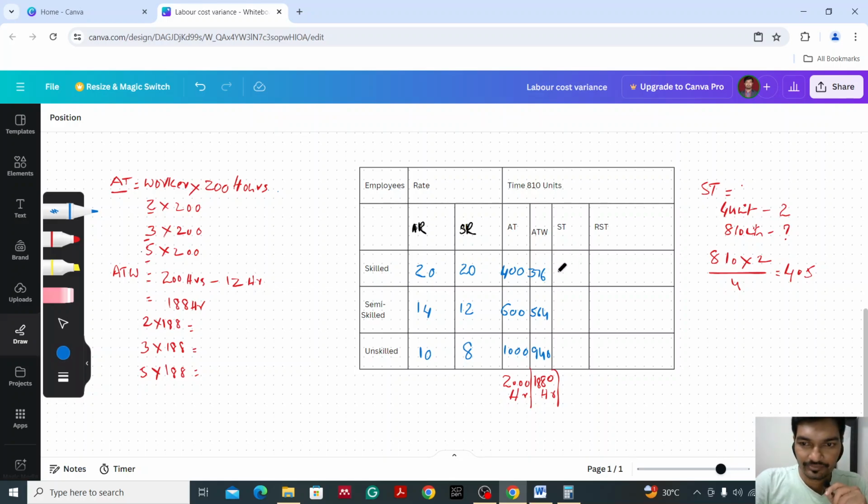Standard time for skilled is 405, and similarly if you apply this for 3 workers, similarly for 4 units in the semi-skilled, 3 workers were used. For 810 units, how much time, how many units are to be produced? So then 810 again, the same, you'll get it.